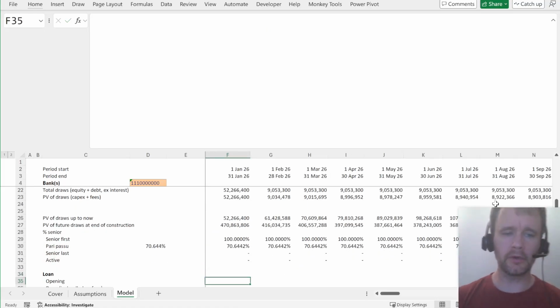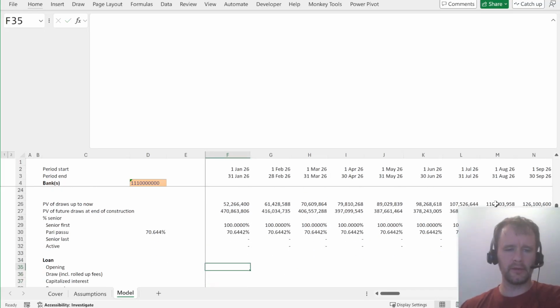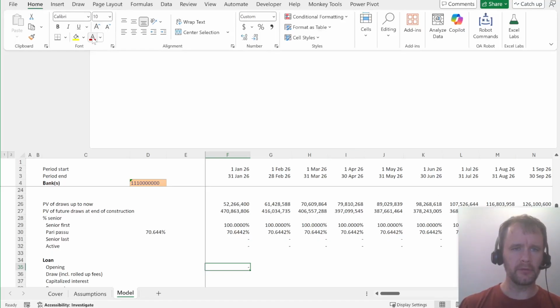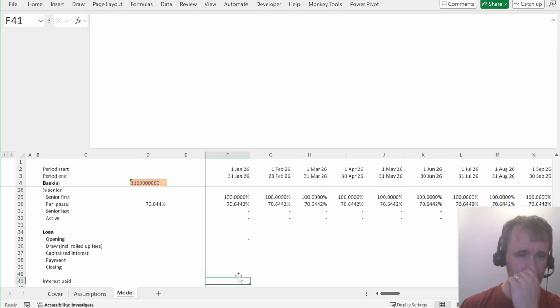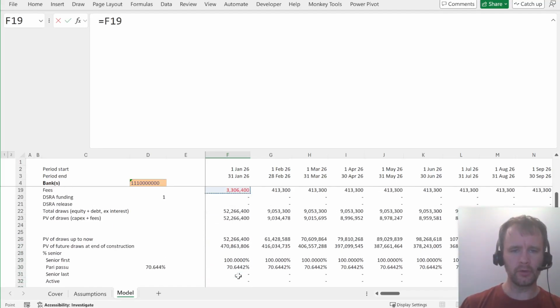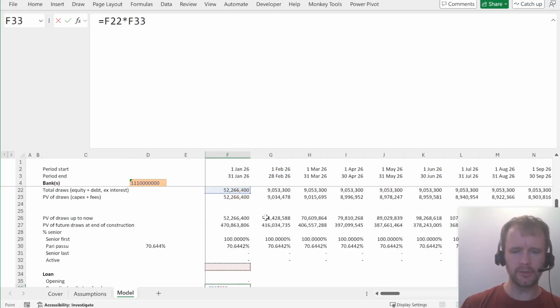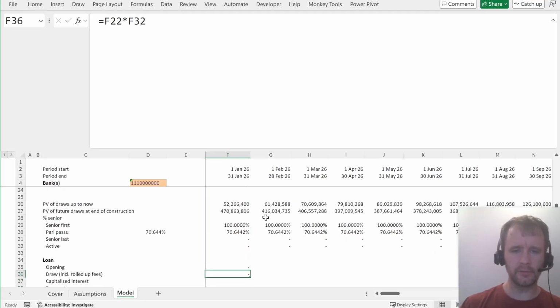Okay, so pretty long setup, but now that we've done all that, the follow through should be very, very quick. So loan opening balance starts off at 0. Can't really tell if I've made that red because of my dash formatting, but I'm going to make it red anyway. It's a good habit. So then the draw is going to be the total equity plus debt draw amount from up here times the percent to senior, which right now is 0 because we're doing senior last.